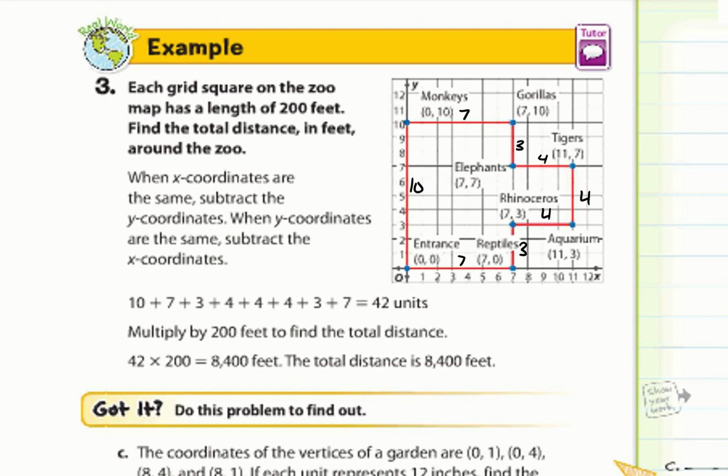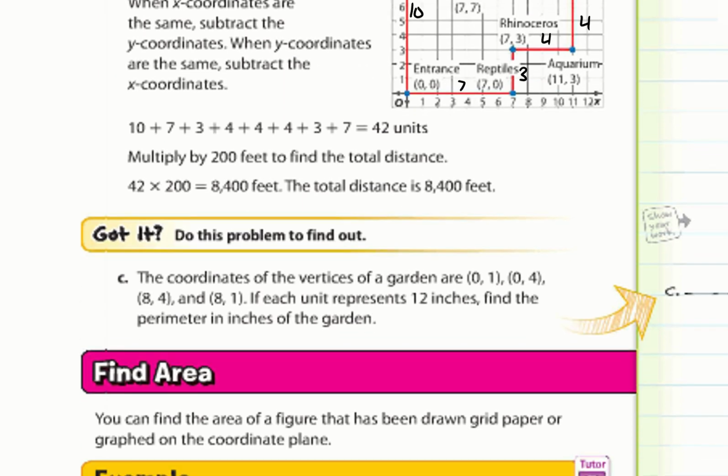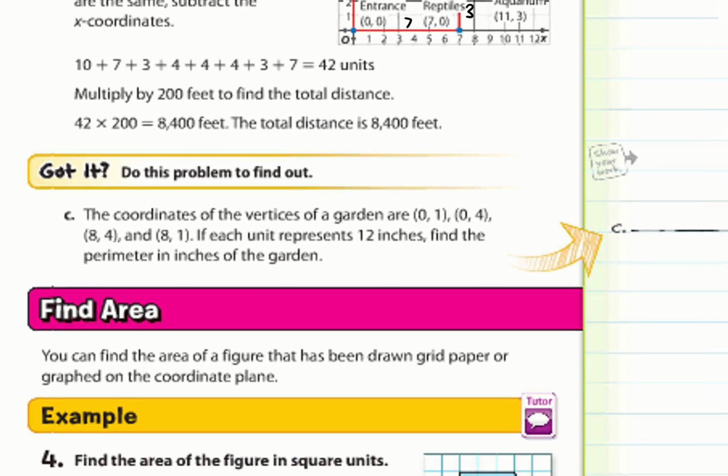So now that we have all the distances, we're going to add them all together, and that's 42 units. Now remember, it says each grid square is 200 feet, so we take 42 and multiply it by 200, and our perimeter is going to be 8,400 feet. So go ahead and try C.